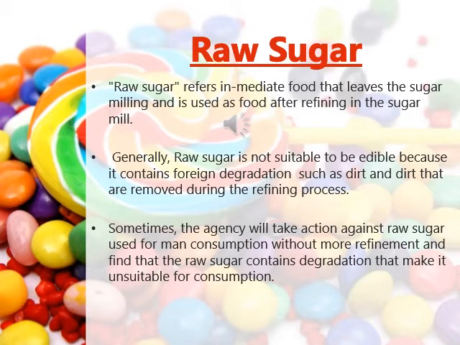Now we are going to talk about raw sugar. Raw sugar refers to the intermediate product that leaves the sugar mill and is used as food after refining. Generally, raw sugar is not suitable to be edible because it contains foreign material such as dirt that is removed during the refining process. So sometimes the agency will take action against raw sugar used for human consumption without more refinement and find that the raw sugar contains contamination that makes it unsuitable for consumption.